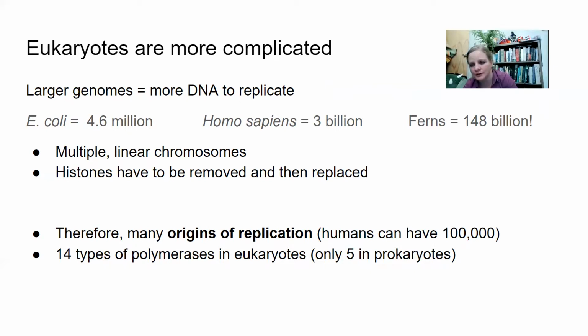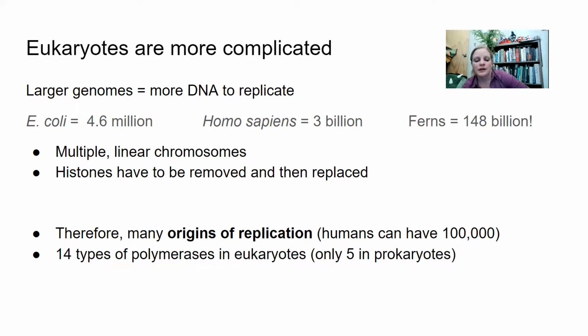And then we have this other thing, these histones. Remember, these are the proteins that the DNA coils up around. We've got to get those out of the way, and then we've got to put them back after we're done making copies. So there's just a lot more steps involved in a eukaryotic organism, and then we do have to deal with those stupid Okazaki fragments.